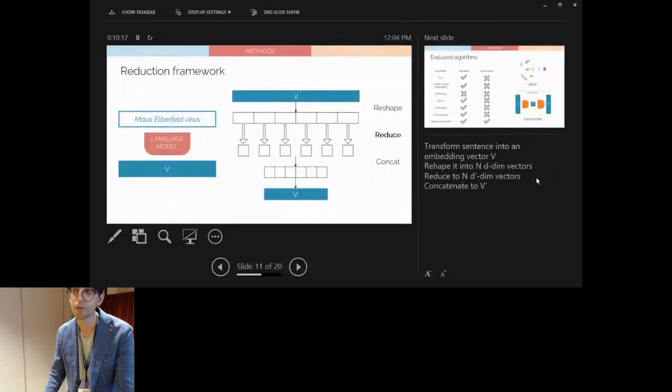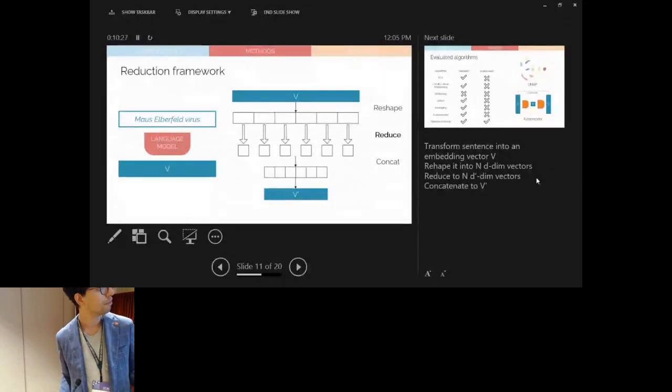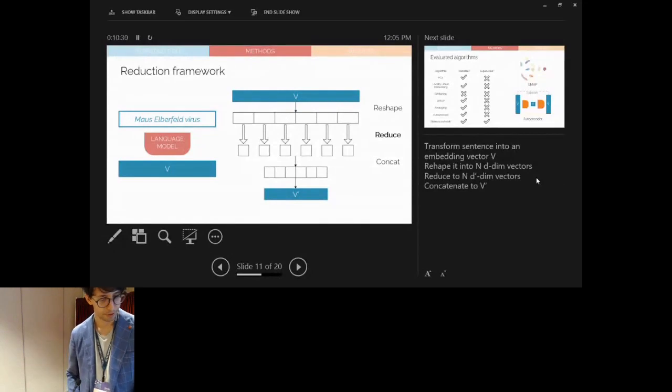And the reduction framework that we have chosen was that we first transform the sentence into an embedding vector v, and then we reshape the vector v into n vectors of d dimensions. And then the reduction operation was done on each of the reshaped vectors separately. Finally, the resulting vectors were concatenated into the final reduced vector v'.